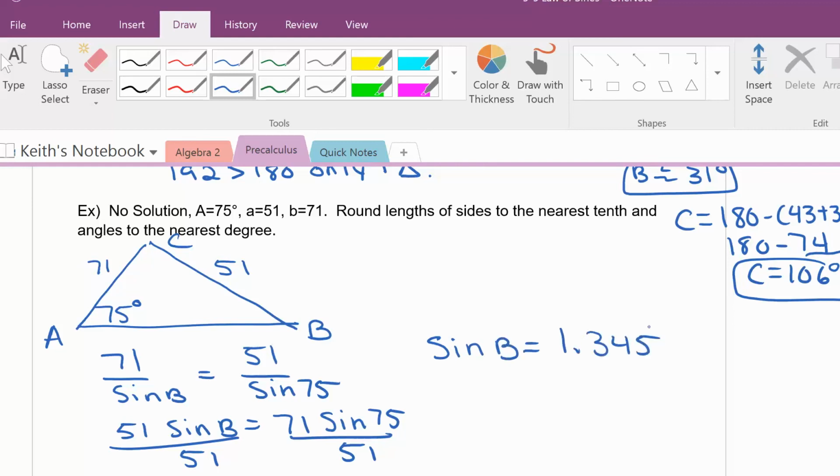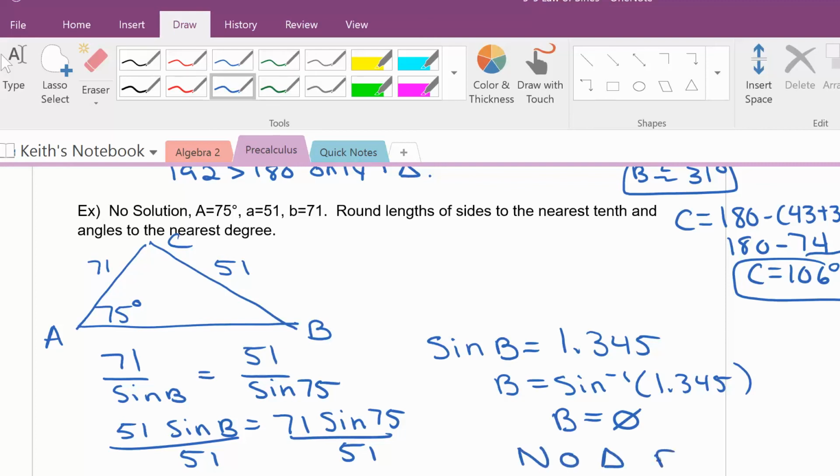And when you do that, you get sine B equals 1.345. When you do B equals sine inverse of that, notice it gives you no solution because you cannot have a sine bigger than 1. So if it gives you no solution or an error, that means there is no triangle that is formed.